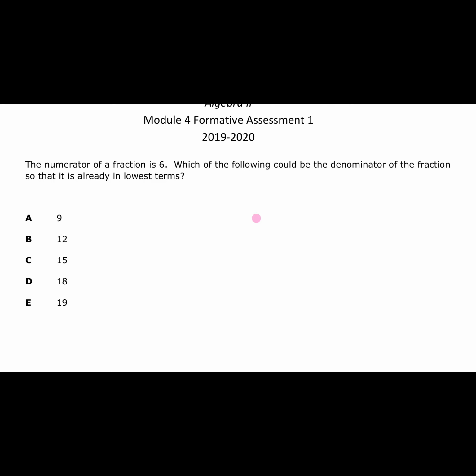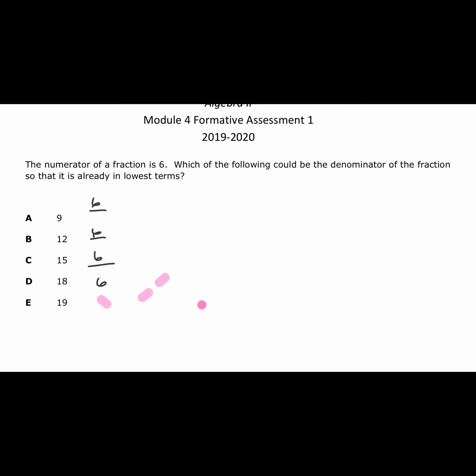And our first question, I was actually surprised by how many of us did not get this problem correct. It says the numerator of a fraction is 6. Which of the following could be the denominator of the fraction so that it is already in lowest terms, which means that it cannot be simplified. So they're asking us, which of these can we use to make a fraction that cannot be simplified if we know 6 is the numerator for each fraction?